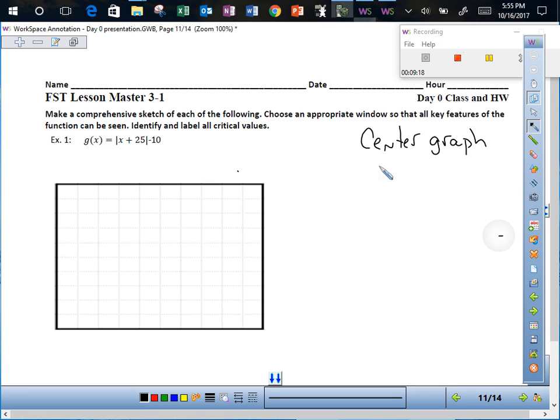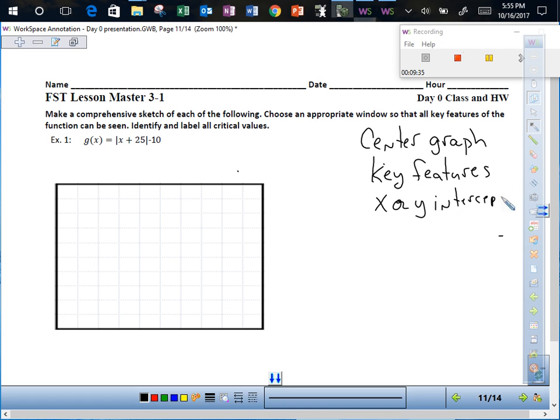The other thing that you want to do, you want to see all the key features of the graph. What do we mean by key features? That would be any x or y intercepts that our calculator gives us. It would be any maximums or minimums. Could be the vertex. Anything that's critical on your graph.